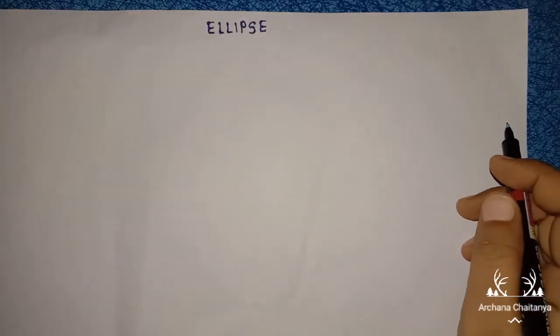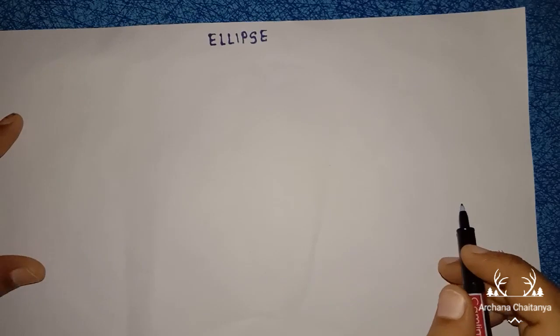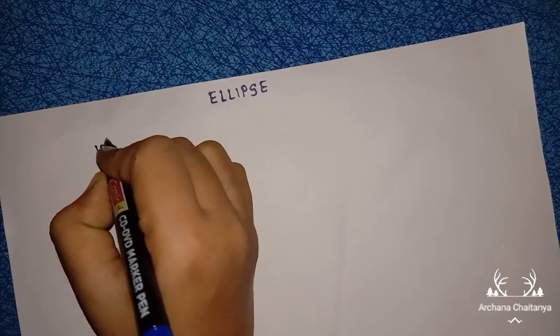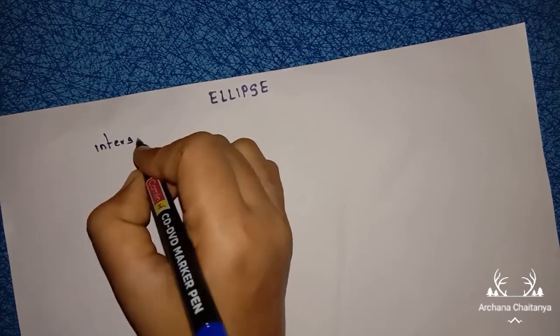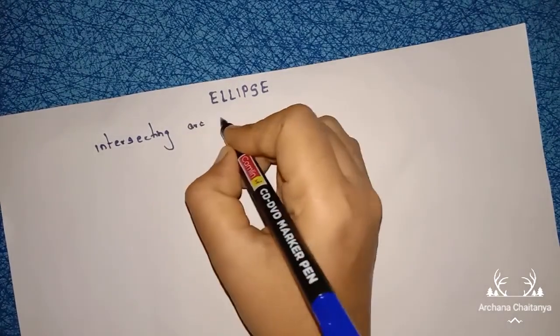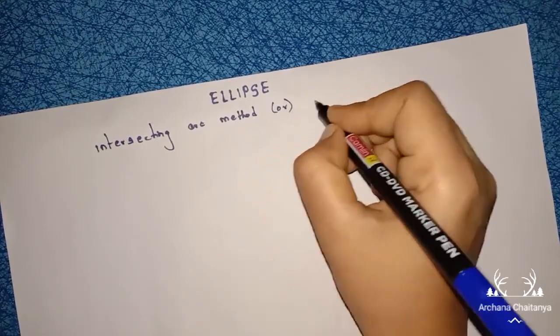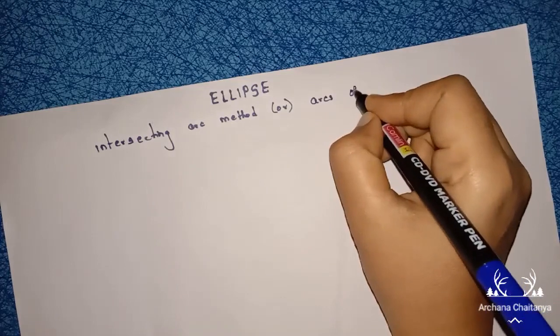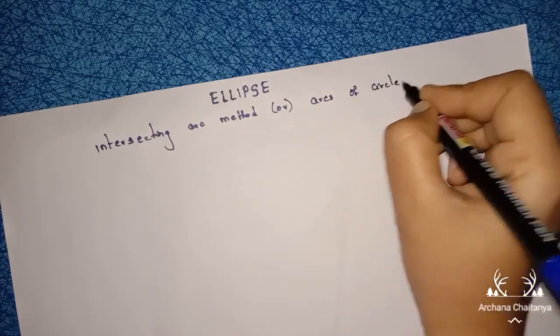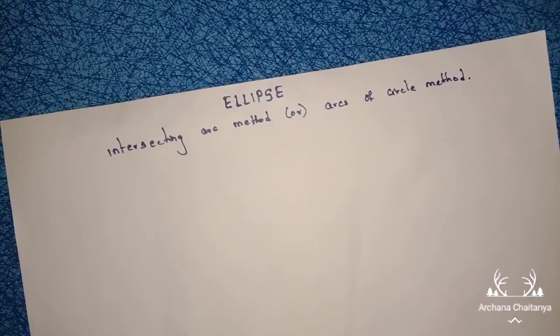So students, in the previous video lecture we have completed the eccentricity method of ellipse, right? In today's video we are going to draw the intersecting arc method, or arcs of circle method, right? Intersecting arc method or arcs of circle method.